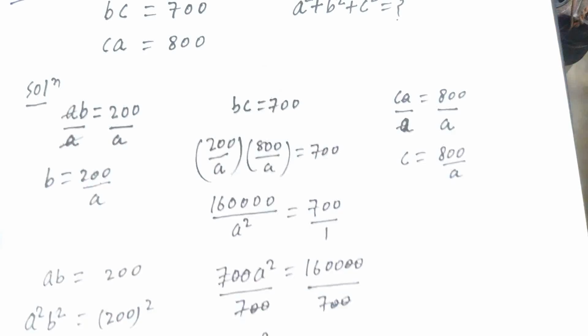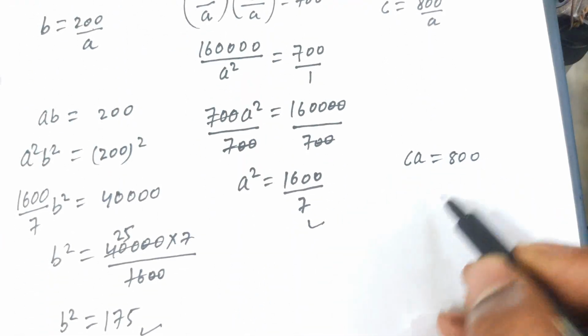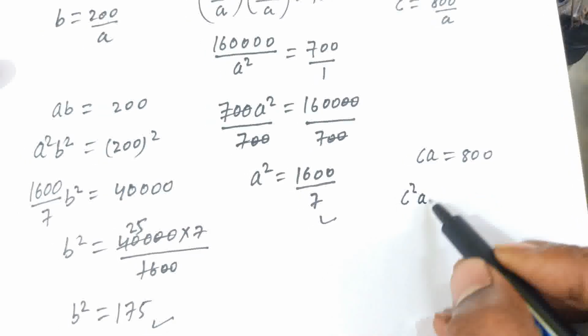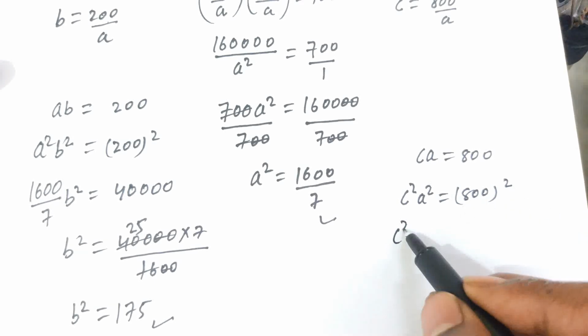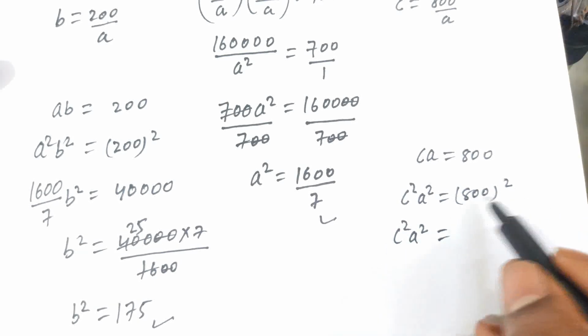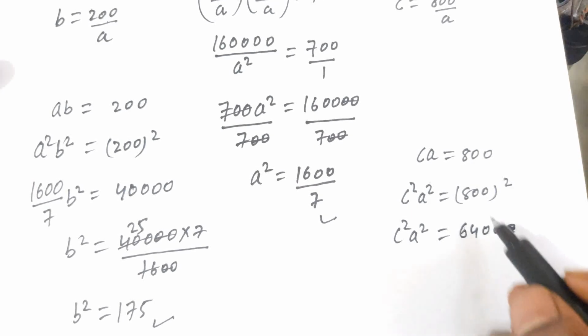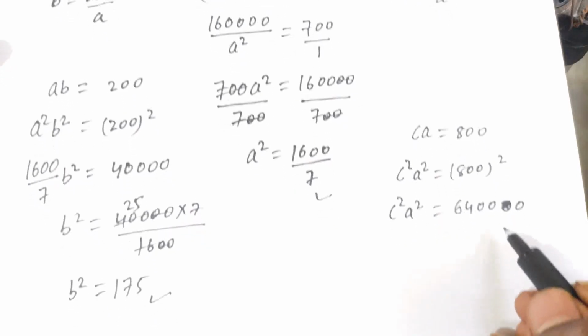So the value of b square is 175 and the value of a square is 1600 divided by 7, and here c times a is equal to 800. If we take the square on both sides again, then on the left hand side c square times a square is equal to 800 square. Sorry students, 800 square, that is 640000.